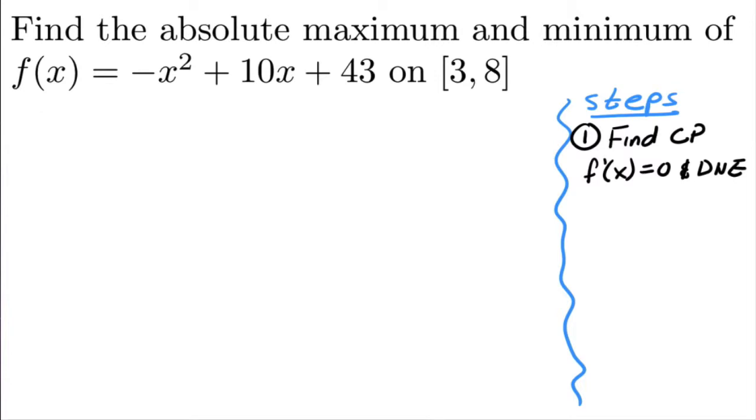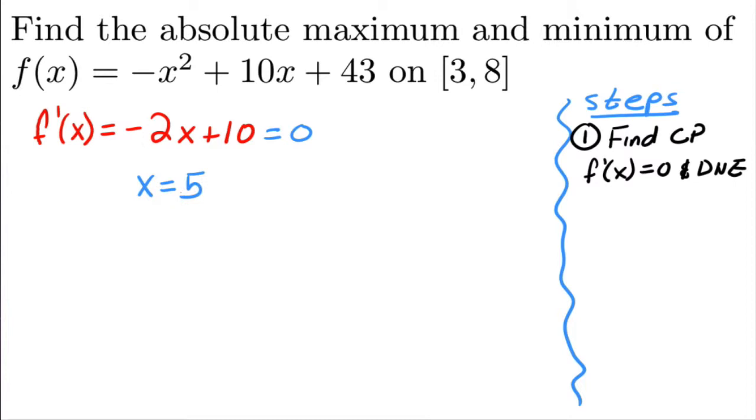So let's find the derivative. This is a pretty easy derivative to find. It would be minus 2x plus 10. We set it equal to 0, so there's no spot where this is undefined. And we would get that x is equal to 5. Okay, so this is the only critical point that we have.